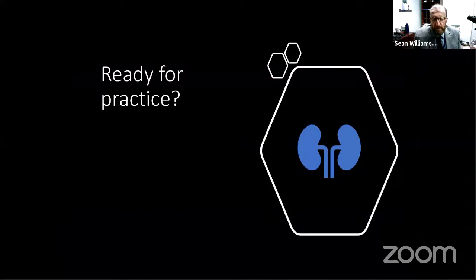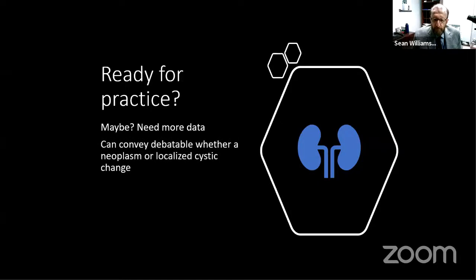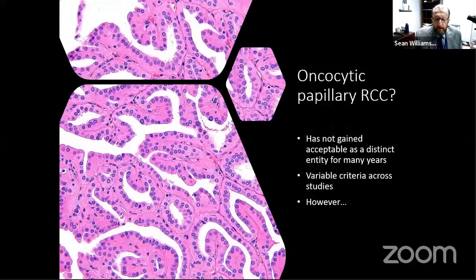So is this atrophic kidney-like lesion ready for practice? I guess I would say maybe. I think we need more data on this entity. There's really only the one major study at the present that has a significant number of cases. I think if you encounter a tumor that you think in practice fits well with this category, you could convey that it's currently debated whether this should be considered a neoplasm or a form of localized cystic change and therefore presumably benign. But I think it would be interesting to gather more data on this rare form of renal tumor. But at least preliminarily, the hypothesis is that this is a localized atrophy or cystic change rather than a true neoplasm.